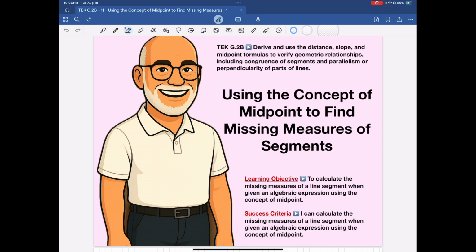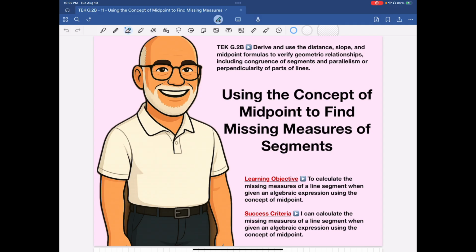Welcome back, geometry thinkers. Today's TEK is G2B. This is to derive and use the distance, slope, and midpoint formulas to verify geometric relationships, including congruence of segments and parallelism or perpendicularity of pairs of lines.